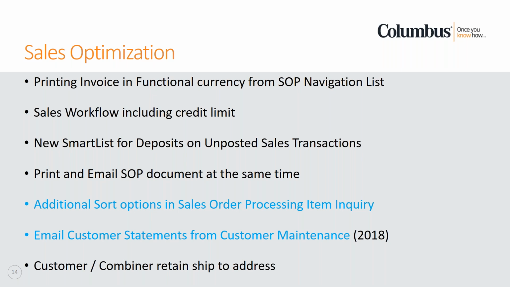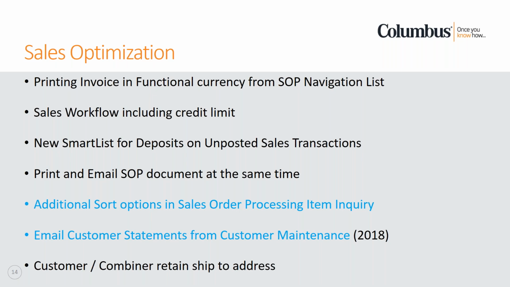The sales workflow, which has been very popular, was missing what I would call a key component, and that was the credit limit. That's a pretty important field in the sales world. So that's been added, where we can actually trigger workflow and do things based on a customer's credit limit amount. Microsoft created a new smart list for deposits on unposted sales transactions.